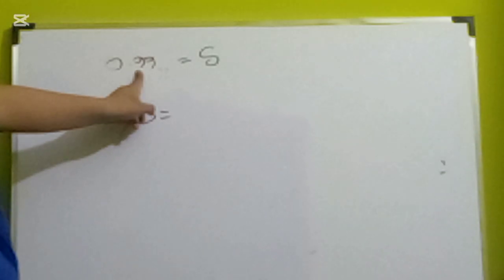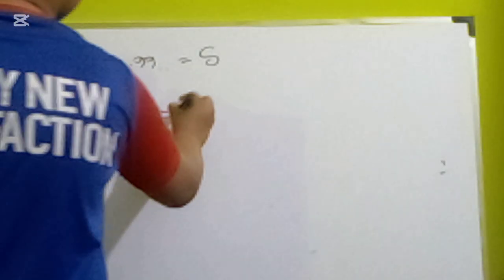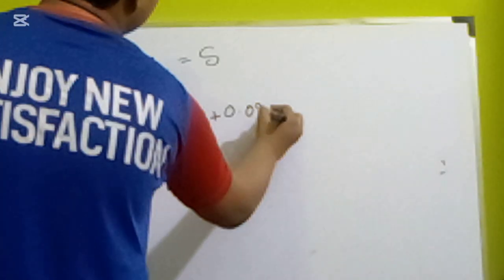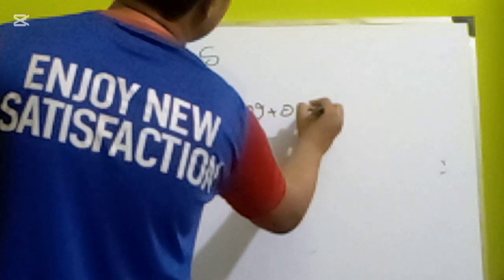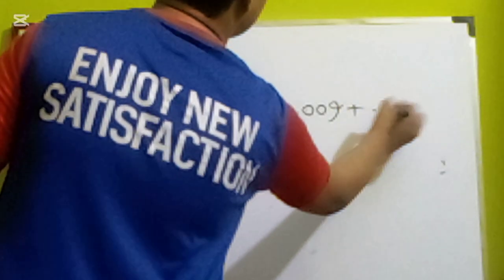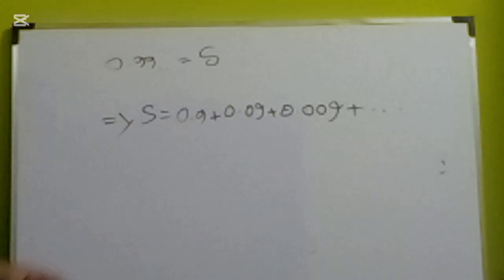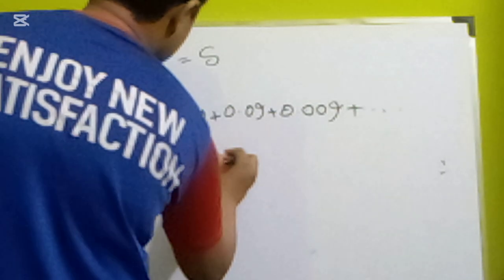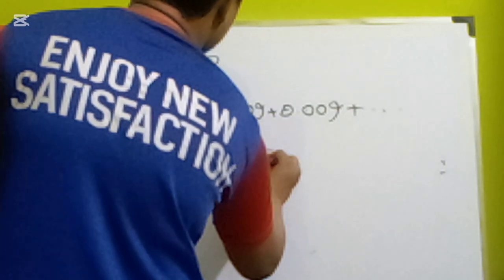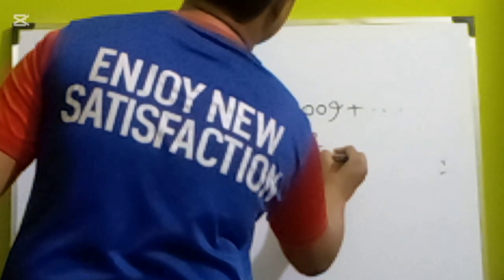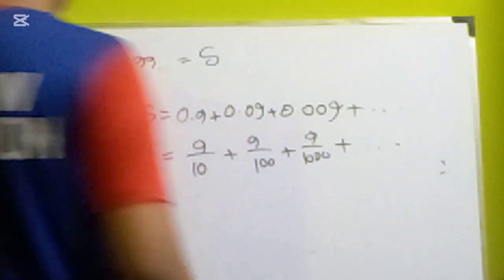Notice here that 0.999... can be written as 0.9 plus 0.09 plus 0.0009 and so on. Now we can write it as 9 by 10, 9 by 100, 9 by 1000, plus so on.